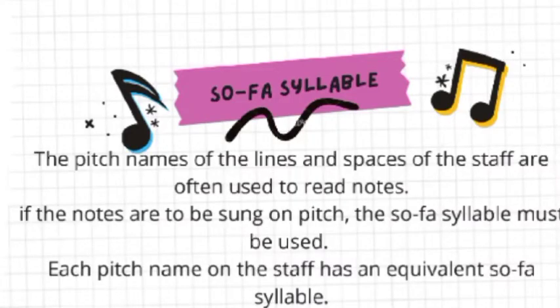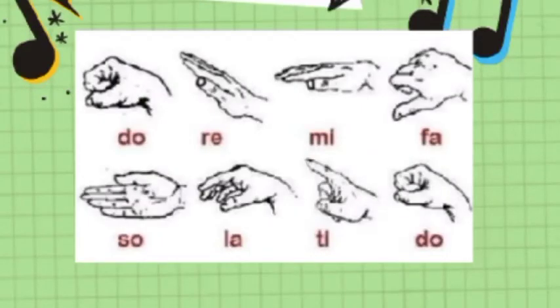Okay, so let's now proceed to the solfa syllables. The pitch names of the lines and spaces of the staff are often used to read notes. However, if the notes are to be sung on pitch, the solfa syllable must be used. Each pitch name on the staff has an equivalent solfa syllable. So, C being do, D, re, E as mi, F is fa, G is sol, A is la, B being ti, and finally let's go back to C, do.